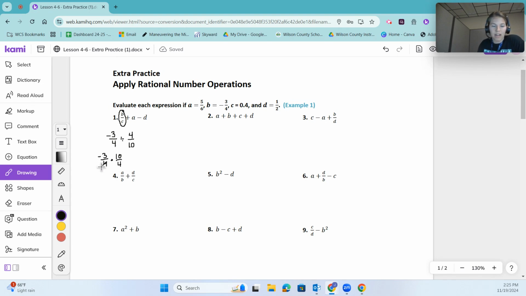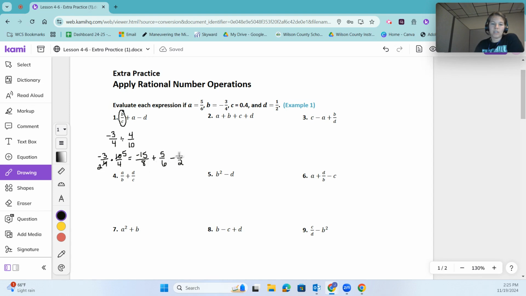And I can simplify on the diagonal here. 2 goes into 4 twice, 2 goes into 10 5 times. Negative 3 times positive 5 is negative 15. 2 times 4 is 8. Plus A, 5/6, minus D, which is 1/2.